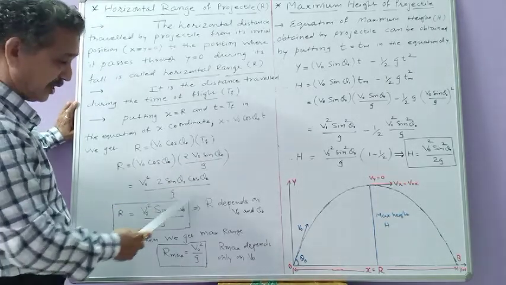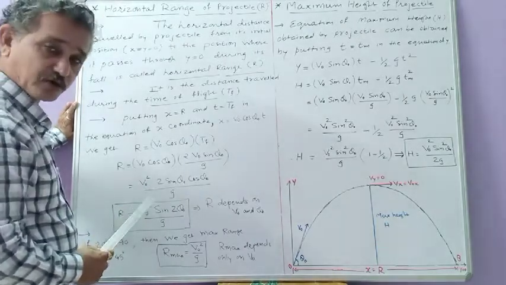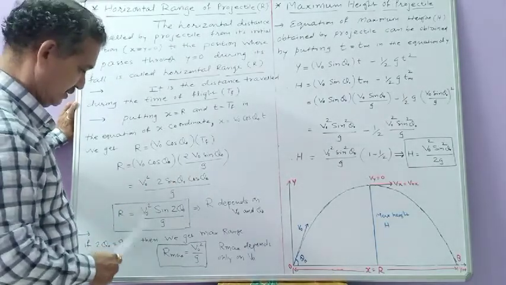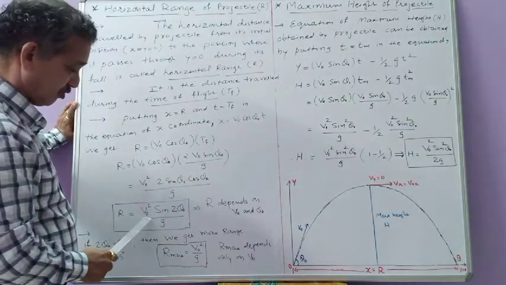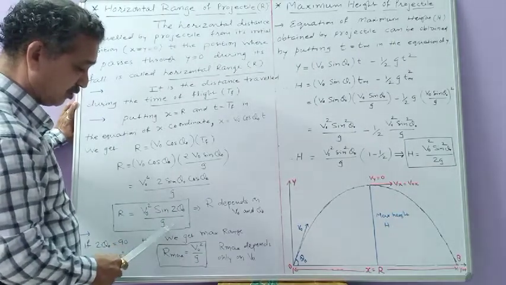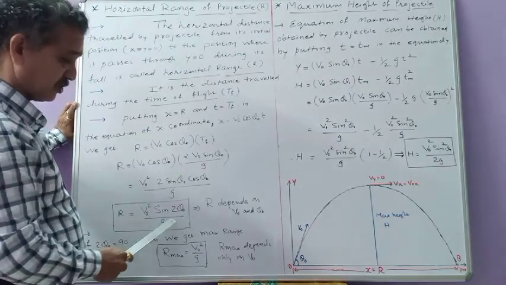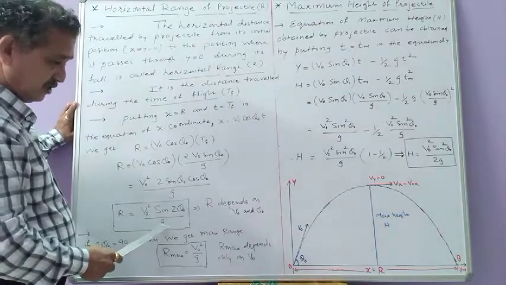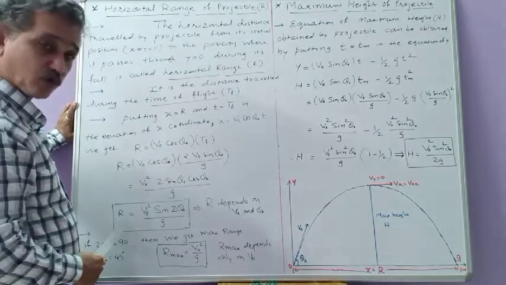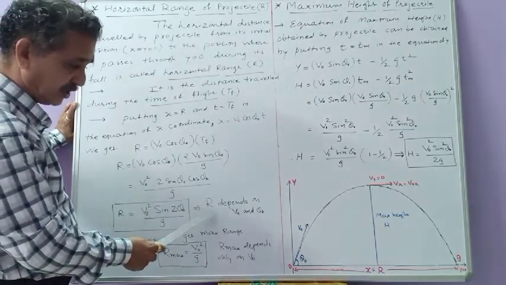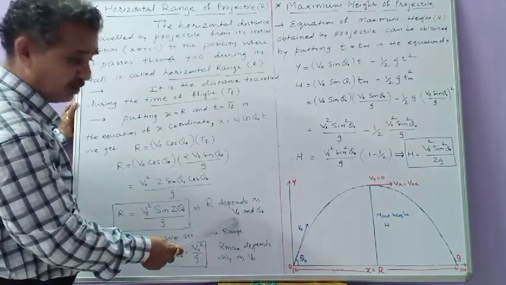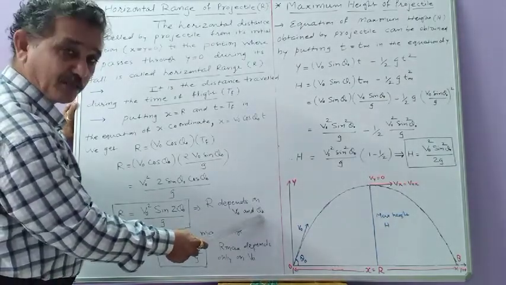And this is a trigonometric formula: 2 sin theta cos theta equals sin 2 theta. Therefore, this capital R equals v0 square sin 2 theta 0 upon g. So from this equation you can see g is constant. So this range of projectile depends on what? So this range of projectile depends on the initial velocity of the projectile and the angle of projection.